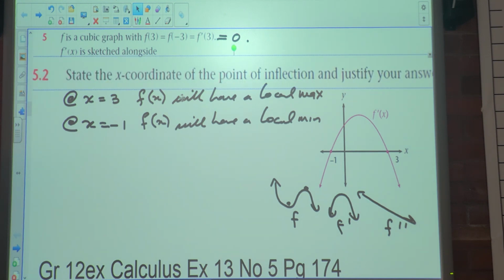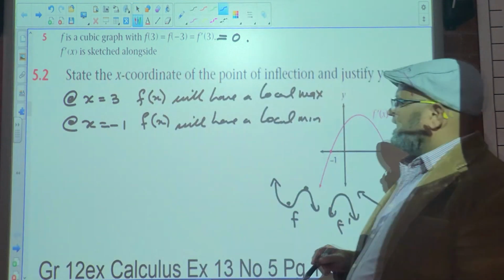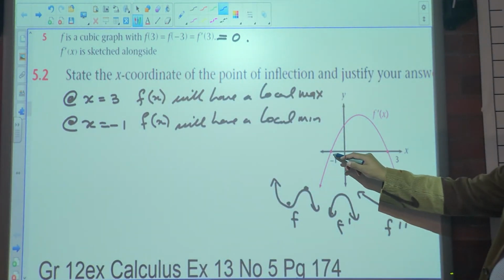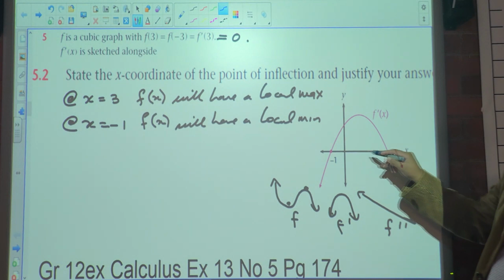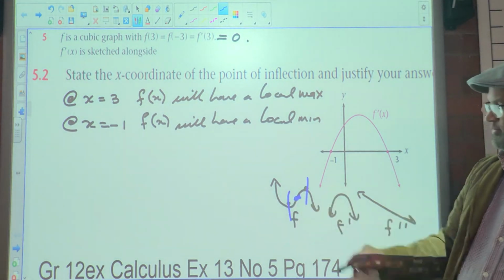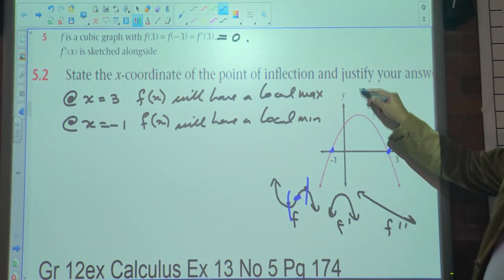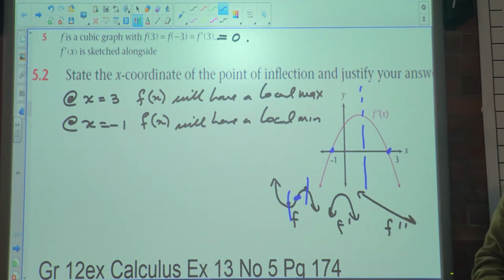State the x coordinate of the point of inflection and justify your answer. So the point of inflection will happen midway between the two turning points. It normally happens there, midway between the two turning points. So the turning points, of course, are negative 1 and 3. So midway is going to be there.